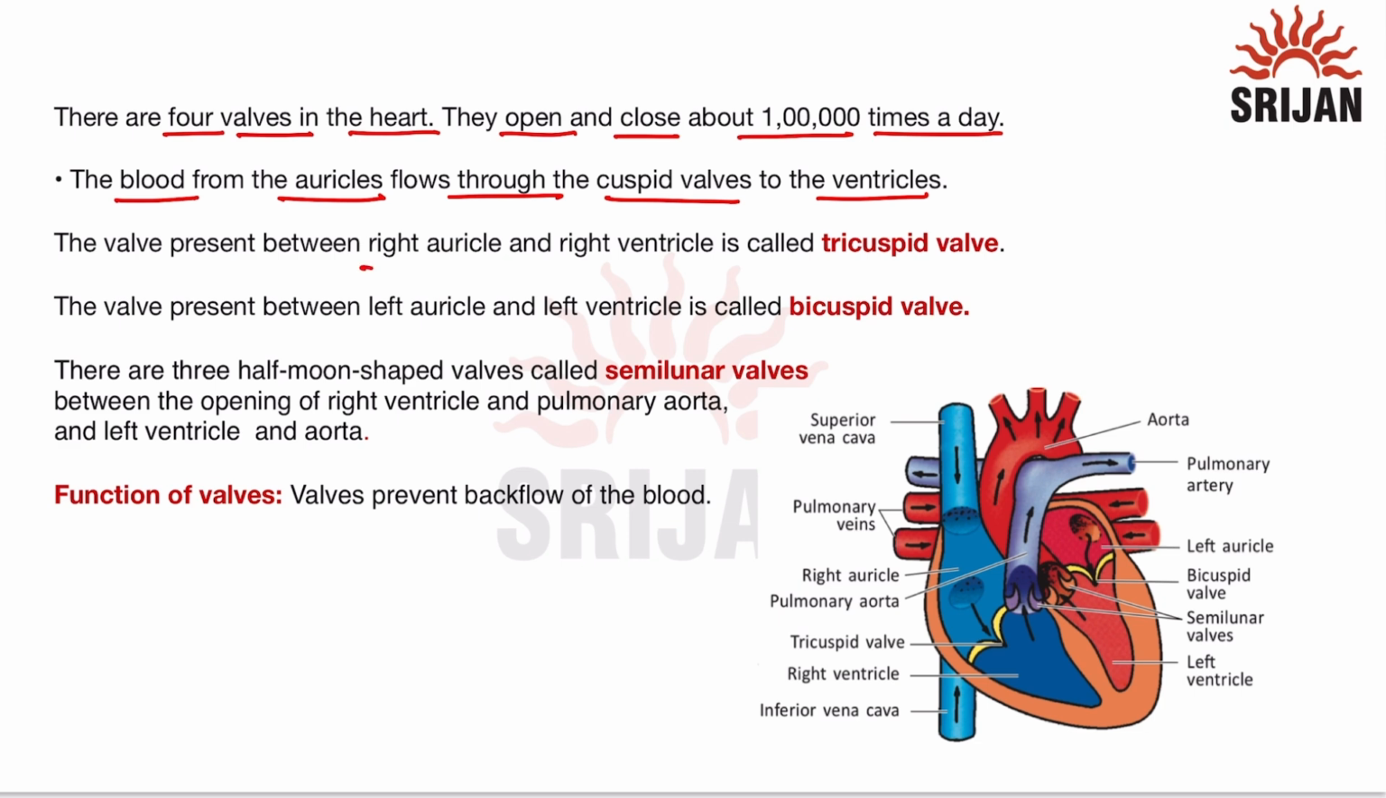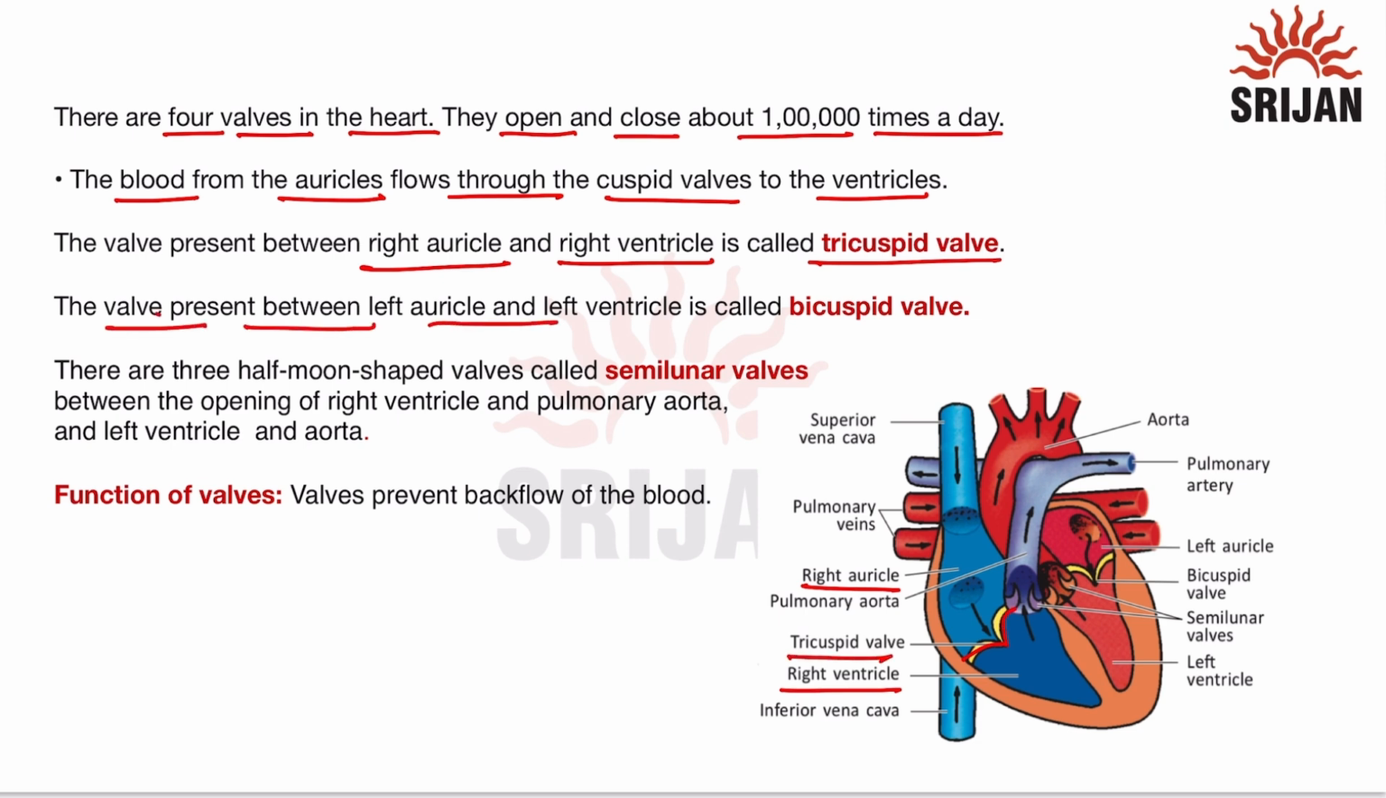The valve which is present between the right auricle and the right ventricle is called tricuspid valve. Now we can see the right auricle which is shown here and the right ventricle which is shown here. So the flow of blood is guarded by the presence of valve which is present here, that is tricuspid valve.